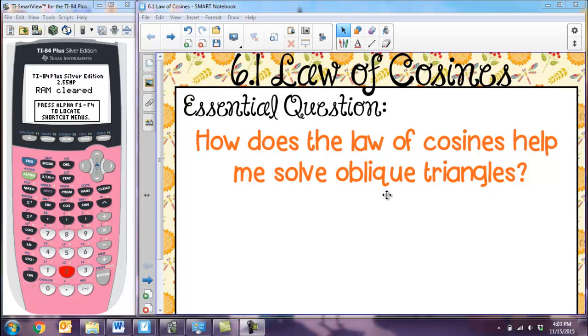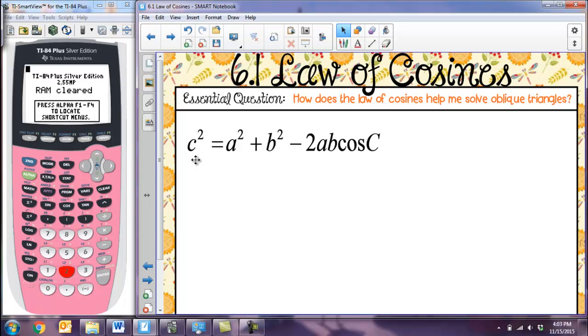So before, when we used all of our trig functions, sine and cosine and all that stuff, we had to have a right triangle. Now we're going to get to learn how we can use trig functions without having a right triangle. So this is the law of cosines, and it is on your little teeny tiny formula sheet, and you will always get to have that on your test, so no need to memorize.